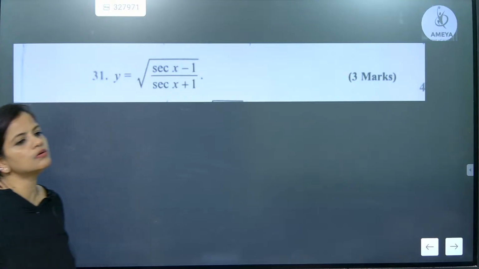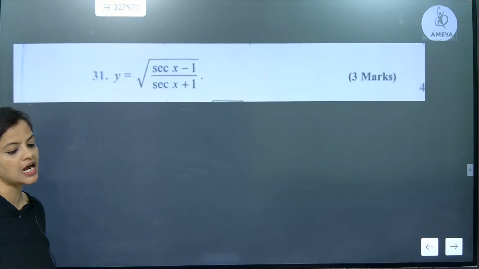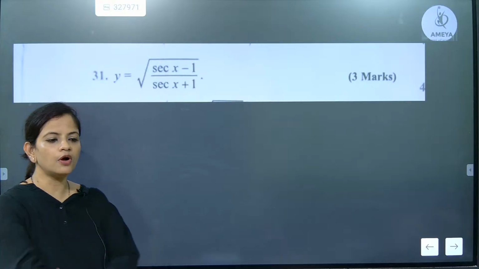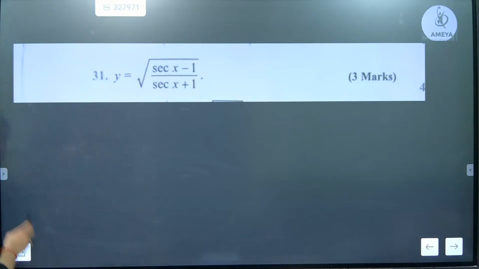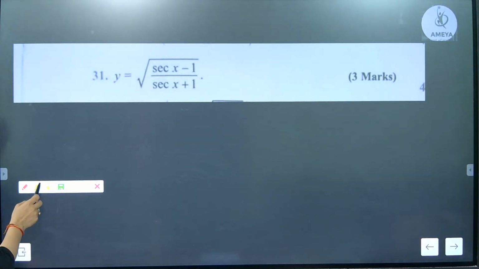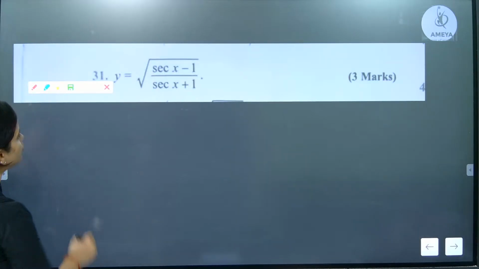Y equal to root under secant x minus 1 by secant x plus 1. Can I start solving it? Do you want me to solve or do you want to try? Now come on, let me solve this question. Now look here, rationalizing is one of the two options I am giving you. After that, it's your wish. Come on, go for it.